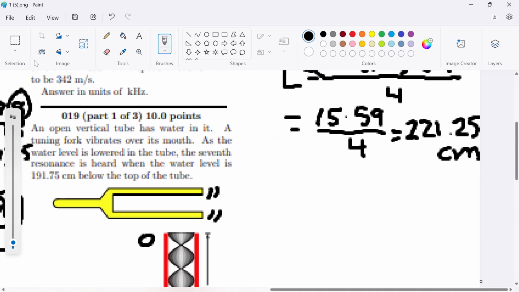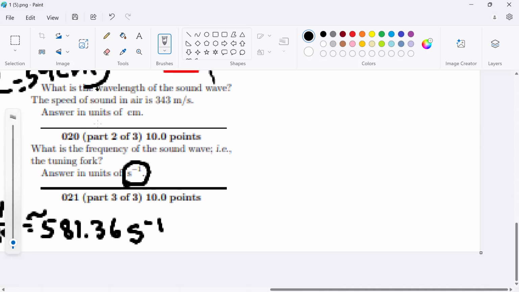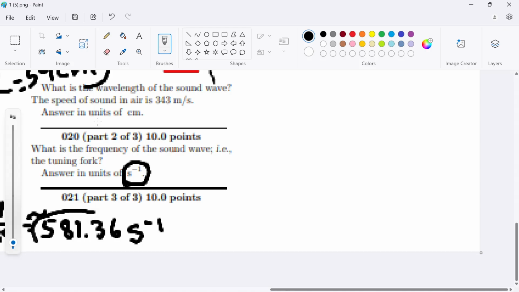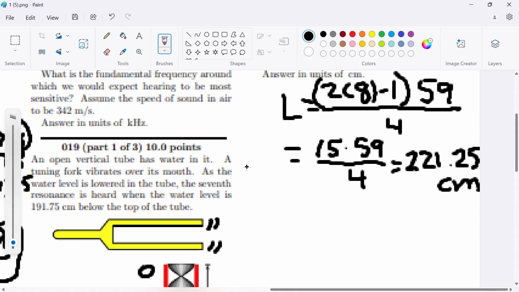So there's all the answers. For question number 19, it came out to 59 centimeters. For question number 20, 581.36 seconds to the minus 1, approximately. And for question 21, 221.25, and that's exact. Nothing to cut off, no other decimals there. 221.25 centimeters.